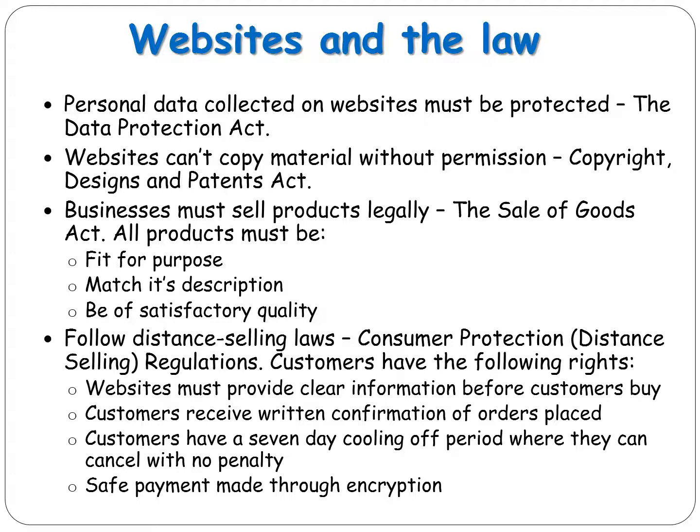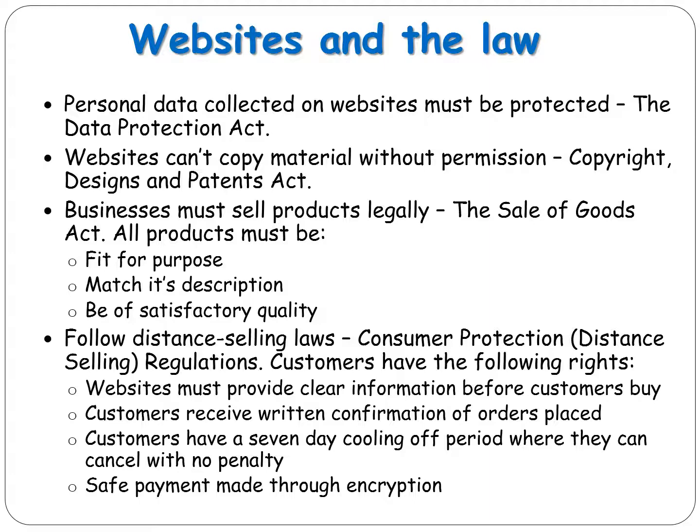So they also must follow distance selling laws and the consumer protection or distance selling regulations. Customers have the following rights when they buy on your website. The website must provide clear information before customers start to buy. Customers receive written confirmation of orders that are placed, so that's why when you buy something on Amazon you get an email almost immediately confirming what you've actually bought.